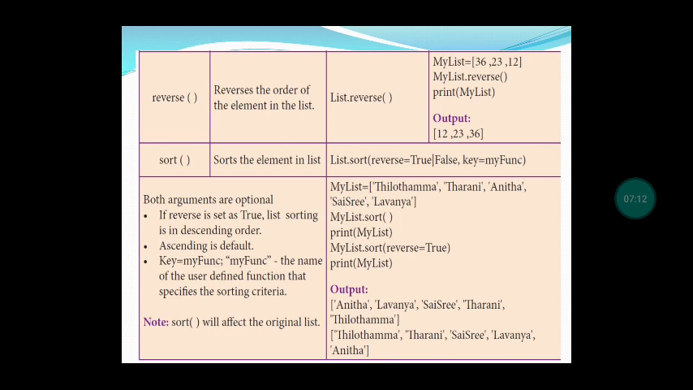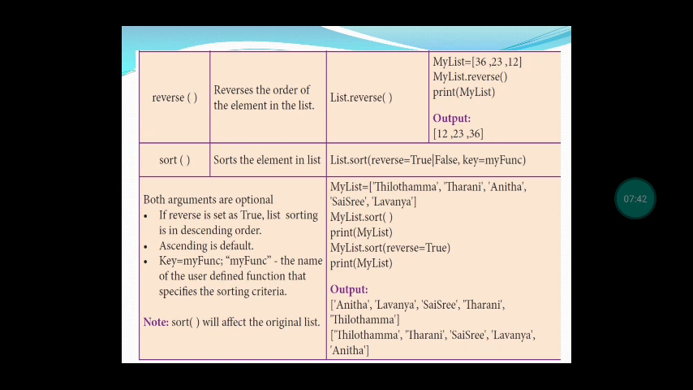Then the sort function. The sort function will sort the elements in the list. What is meant by sorting? The elements are arranged in a specific order. Either it may be in ascending order or descending order. See the syntax of the sort function. list.sort(reverse=True or False, key=my_function). These both arguments are optional.